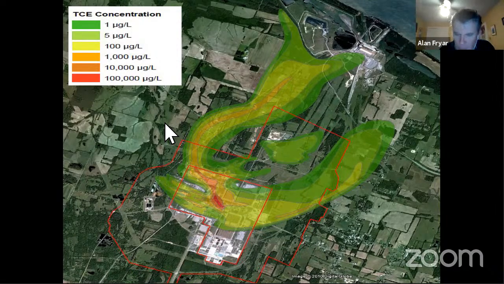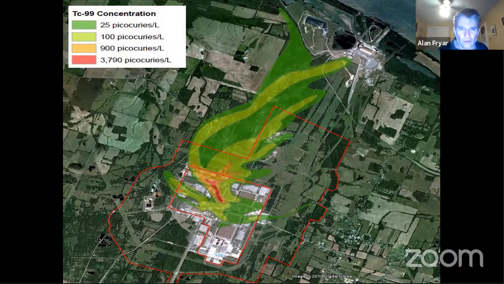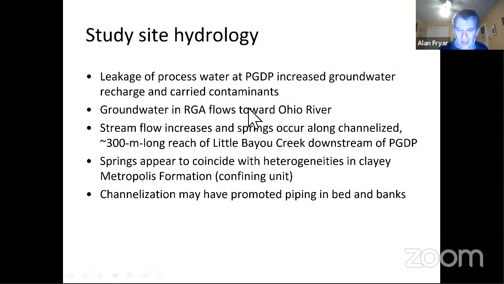So this is the map of the TCE plumes, and then the technetium plumes were smaller, but still significant. What I and my students found when we started looking was that there were springs in this stream, a tributary to the Ohio River that ran off-site and carried processed water. The water discharged into the creek was really cooling water for this plant. It wasn't particularly contaminated. The contamination occurred with compounds in the soil, and infiltration dissolved those contaminants and carried them to the water table. And then that groundwater flowed toward the Ohio River.